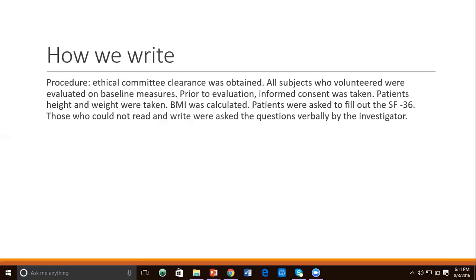Procedure: ethical committee clearance was obtained. All subjects who volunteered were evaluated on baseline measures prior to evaluation. This is a common thing that I see in written literature. When you write, you must write chronologically. Instead of writing this, but before that we did something else, you must write what you did first and the next thing, instead of saying before. Before should have come first. Do you understand what I mean?